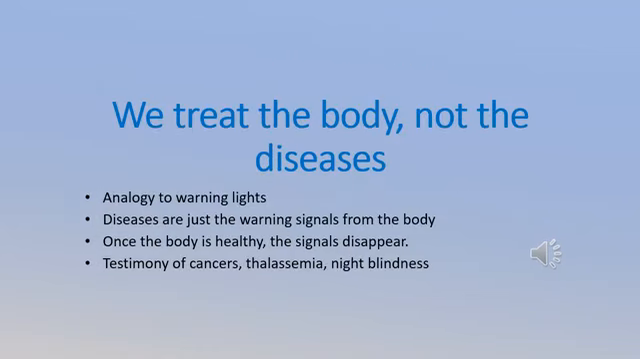Now, the next rule is we treat the body. We do not treat the disease. Okay, so this is an analogy to the warning lights in your car. When you buy a car, sometimes there's something wrong with the car, so there are some warning lights. What are you going to do with the warning lights? You need to send the car to the mechanic to repair it, so that the warning light will disappear. You cannot say to the mechanic, remove the light, the light is hurting my eye. You cannot do that. So you have to repair the car. When the car is okay, the light is gone.